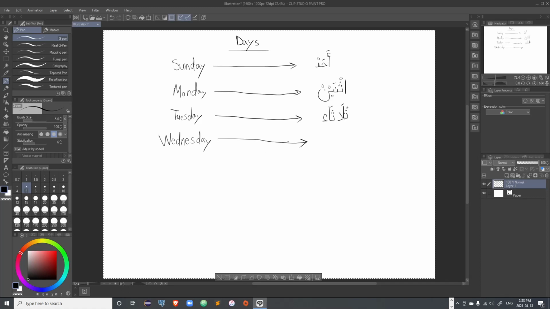The same as the planets, they are named after Roman gods for some reason. Except Earth, thankfully. The fourth day is Arbi'a, and it does start with a cutting hamza. Hamza on the line, because it is preceded by a letter that has a sukoon. Whether it is a vowel or otherwise is irrelevant.